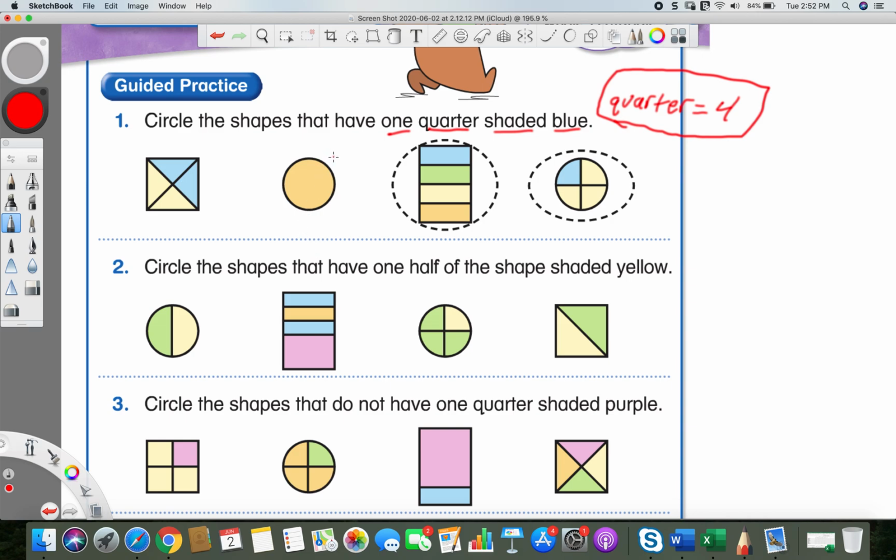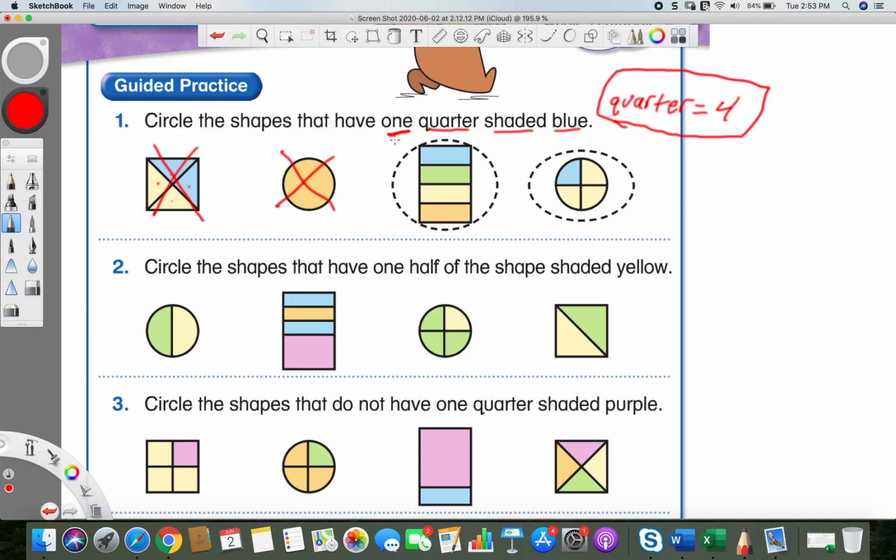And we can see right away this circle does not have 4 pieces. So it's out of the question. And then we can see this box over here. This box, you can see it has 4 pieces. 1, 2, 3, 4. But it says only one of the quarters of it are shaded blue. Does this just have one blue part? No, it has 2 blue parts. So we have to get rid of this right there. Just cross it out. We don't want it because we just want shapes that have one blue part.